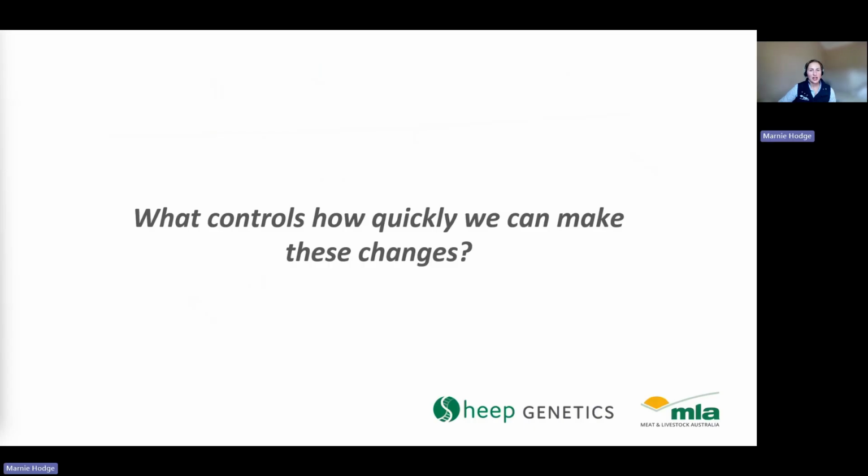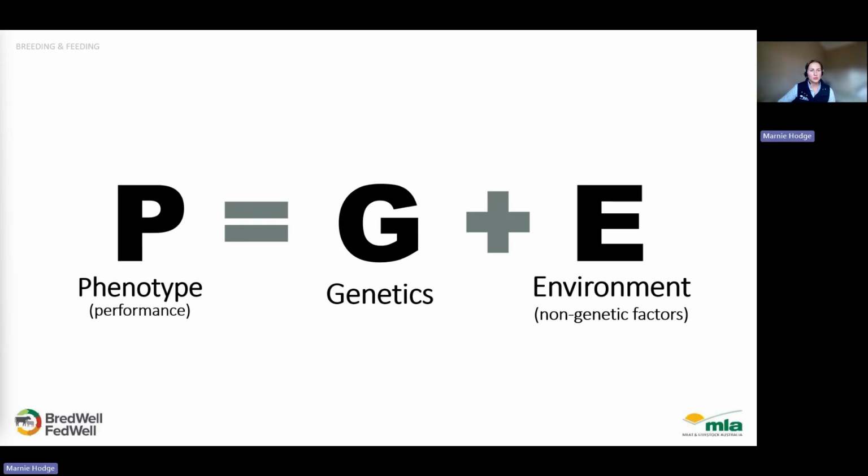So we know that genetic change is possible. That's very reflective in both sheep and beef evaluations. But what controls how quickly we can actually make these changes? We know how an animal performs, or its phenotype, is influenced by both genetic as well as non-genetic or environmental factors. So selection based purely on environment or actual raw performance can sometimes be misleading.